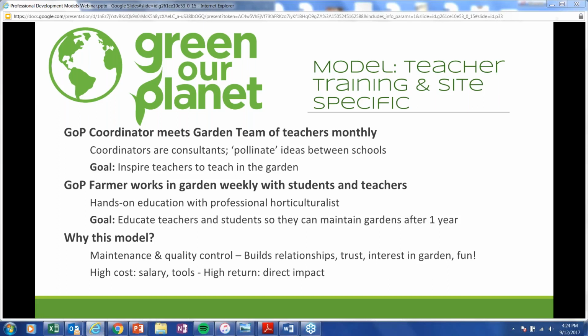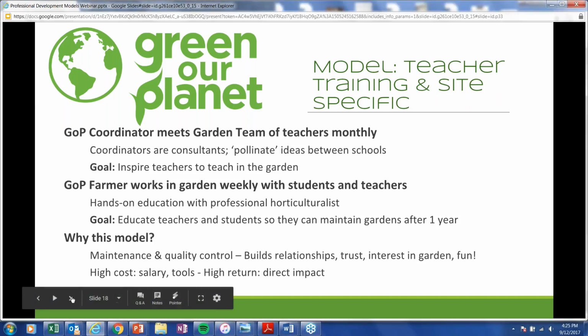We chose this model basically because we have quality control over the gardens that we've built. We can maintain them, we know what's going on with them, and we can help teachers learn about irrigation and soil. It also builds really tight relationships and trust between the school and Green Our Planet, and builds interest in the garden among these teachers and students. And of course, it's really fun. It is a higher cost: salary, tools, a lot of time going into that, but you do have such a direct impact in the garden with these teachers and students. It's really rewarding. Next slide.